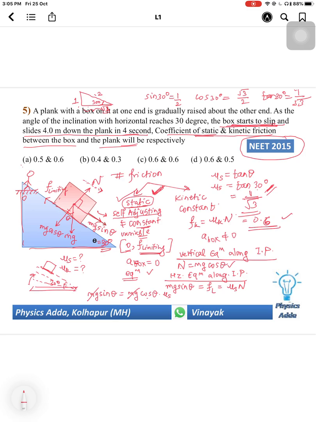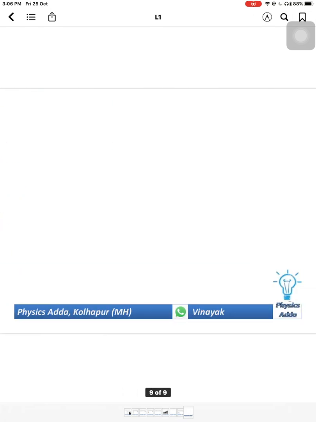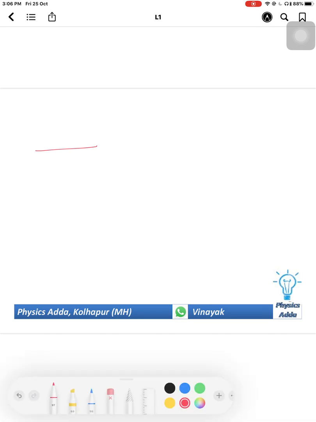So option number A, C or D. These are the options with values of 0.6. So option A, option B are not valid. Now I need to find the coefficient of kinetic friction, mu k. Right? How will I find mu k? I am having an inclined plane like this.